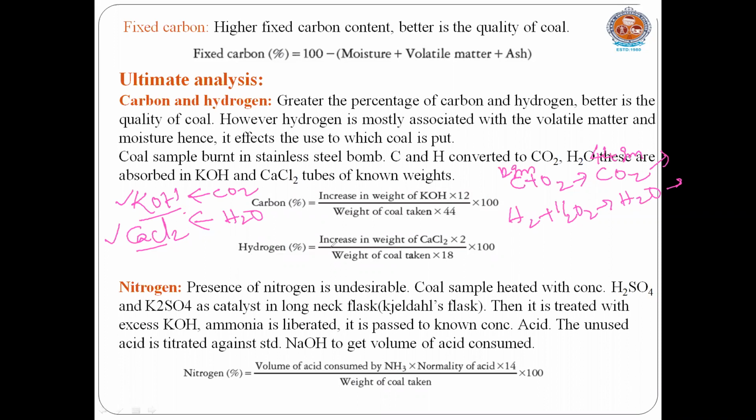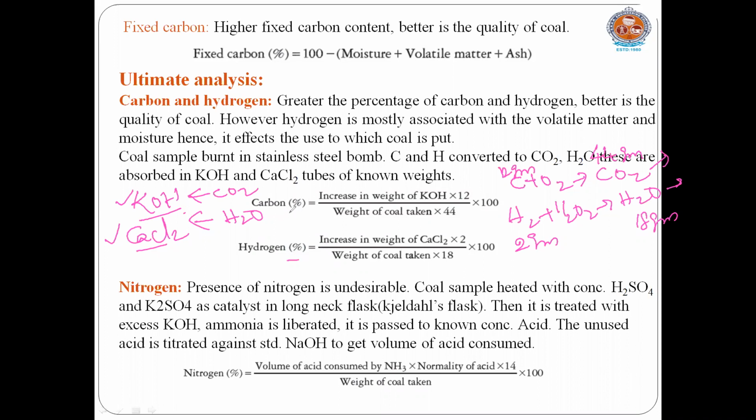Percentage of hydrogen content is equal to increase in the weight of the calcium chloride tube by absorbing the water into 2 by 18, because 2 grams of hydrogen produce 18 grams of water by reacting with the oxygen. So we can use these numerical values 2 by 18, weight increase of the calcium chloride by weight of the coal taken into 2 by 18 into 100, so that we can find out the percentage of hydrogen.